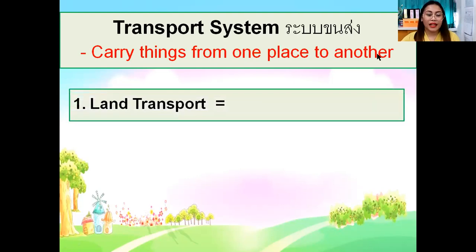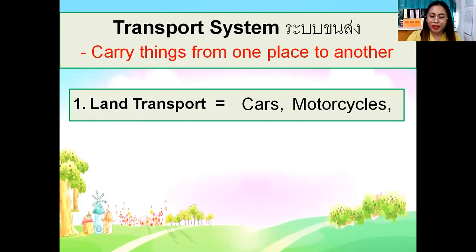Examples, land transport, we have cars and motorcycles. Do you know Food Panda and Grab Food? They carry your food from the restaurant to your house. So that is an example of land transport system.